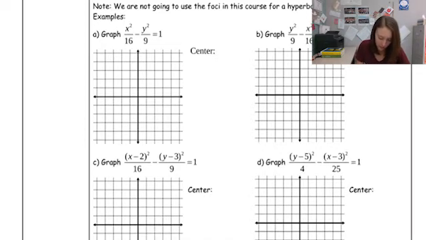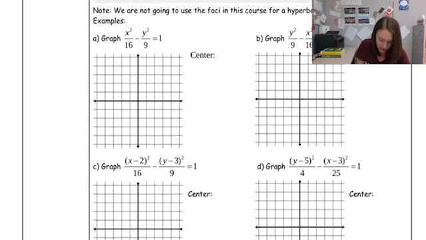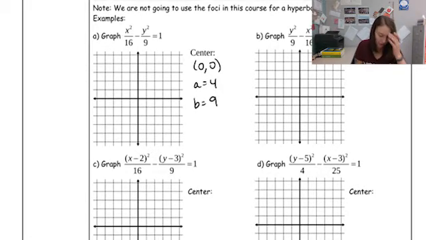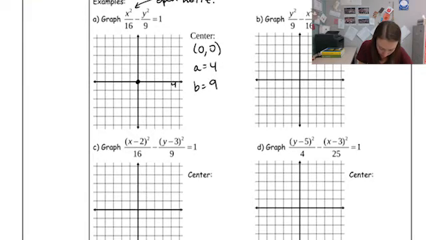So here, x squared over 16 minus y squared over 9, the center is at 0, 0. And my a value is 4 in the x direction, b value is 3 in the y direction. And because x comes first, it's going to open horizontally. So it's going to open this direction. So 0, 0 in my center, 1, 2, 3, 4 in my x direction, 1, 2, 3, 4, negative 4 in my x direction, 1, 2, 3, and 1, 2, 3 in the y direction because it's underneath the y value.